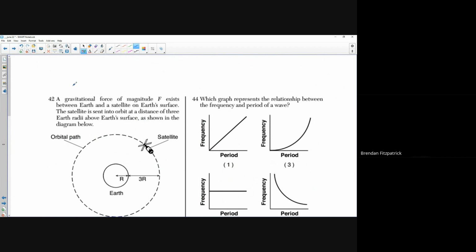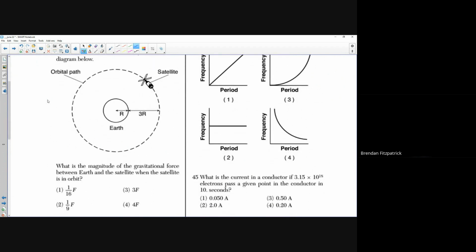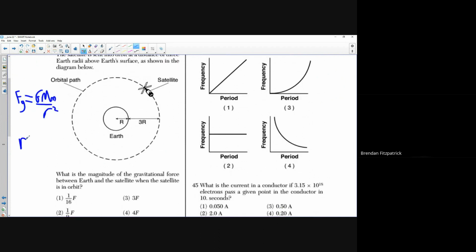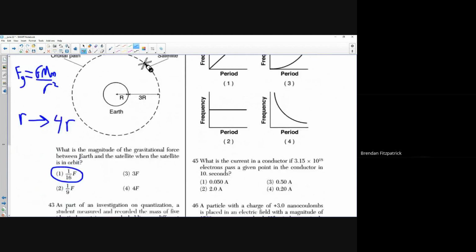42, a gravitational force of magnitude F exists between the Earth and the satellite at the Earth's surface. The satellite is sent into orbit at a distance of 3 Earth radii above the Earth's surface as shown. What's the magnitude of the gravitational force between the Earth and the satellite when the satellite is in orbit? We need to remember that the force of gravity is G m m over r squared. So I'm taking the radius and turning that into 4 times its value, 4r. Because r is squared in the denominator, the force ends up being reduced by a factor of 16. So 42 is choice 1.